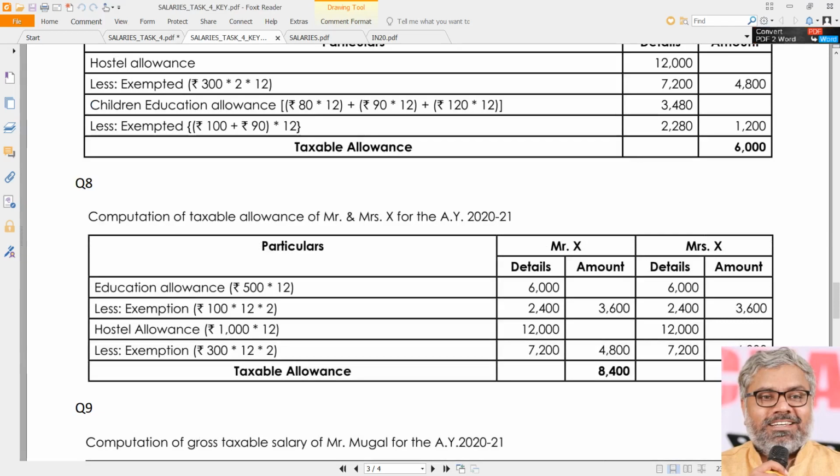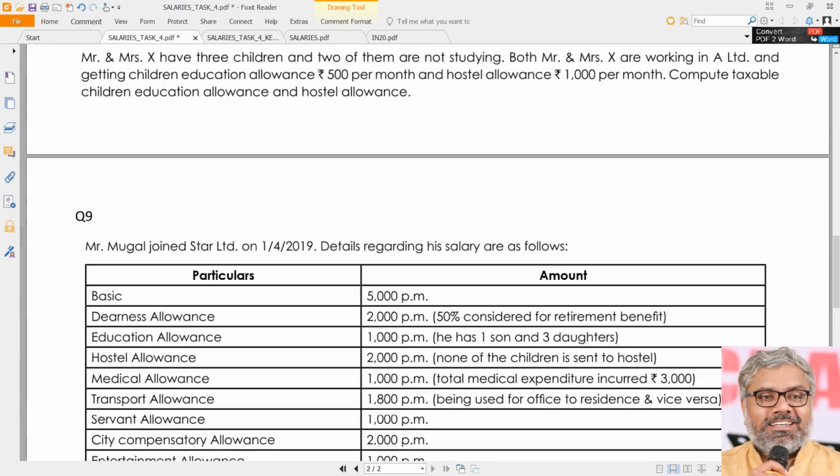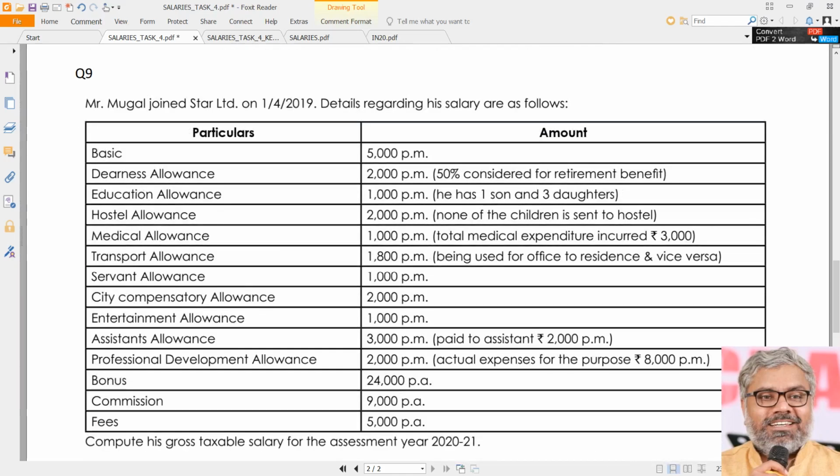That's it. And as prescribed by law, how much? For education allowance, 100 rupees per month per child. For hostel allowance, 300 rupees per month per child, up to a maximum of 2 children. So whether they are going to school or not, whether they are going to hostel or not is irrelevant. That can be observed from question numbers 7 and 8.